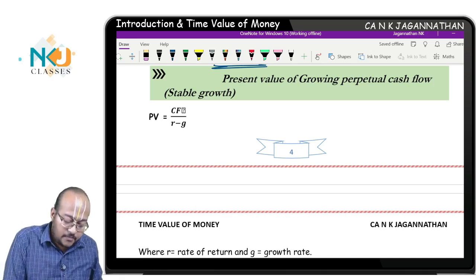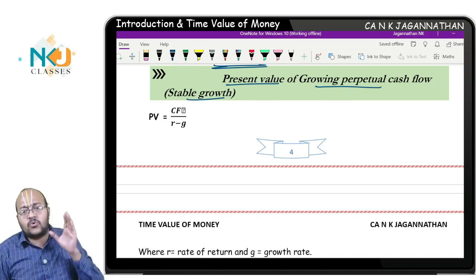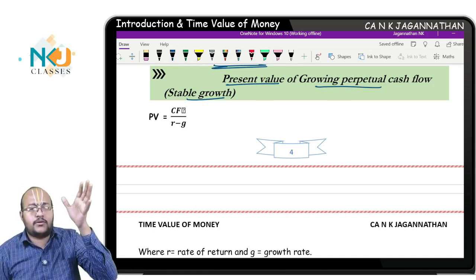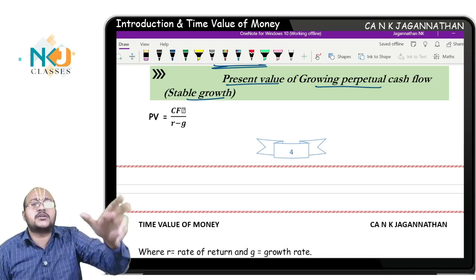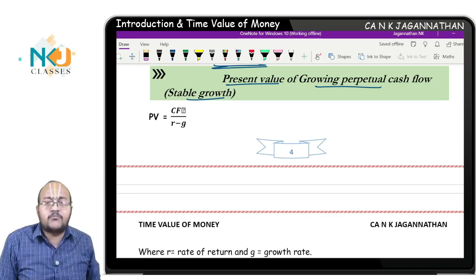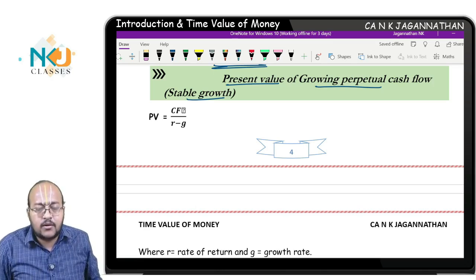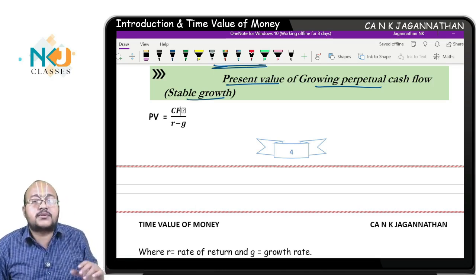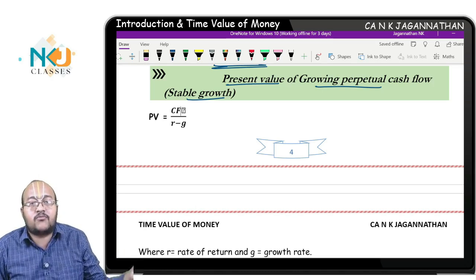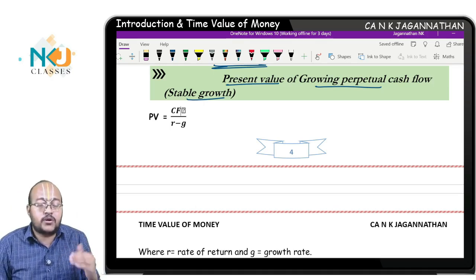Listen, so here is the present value of growing perpetual cash flow, where the growth is stable forever. The growth rate is not changing, and the growth rate is forever the same. Assume I am going to receive cash flows from year 1 to infinity, but that amount is not the same as what we learned previously. Previously, we learned that 1 lakh rupees will be received forever. The same 1 lakh rupees will be received forever. But in this case, what is happening?